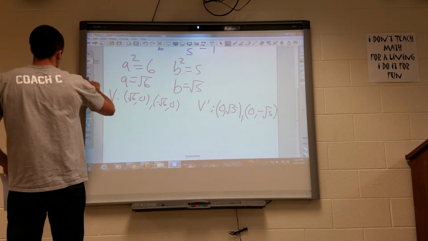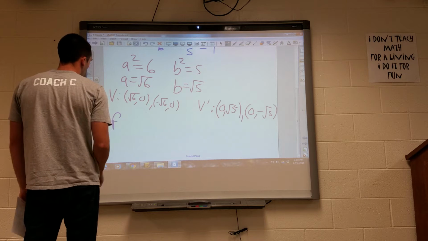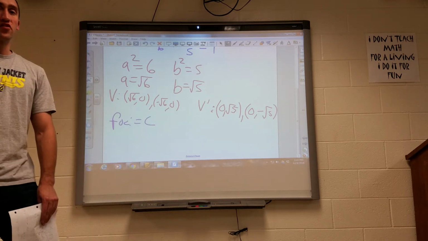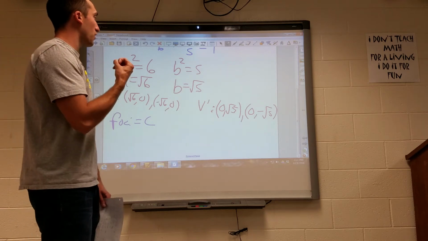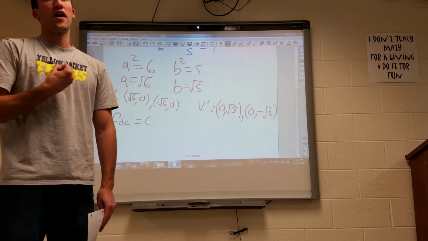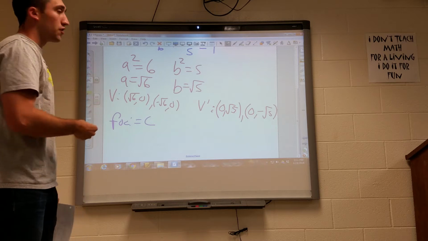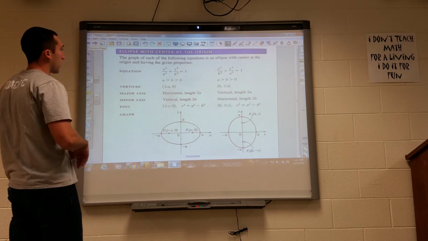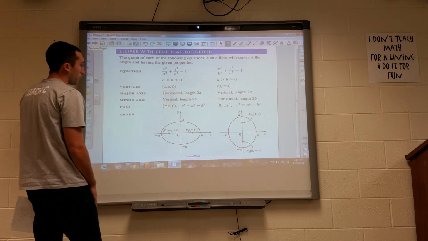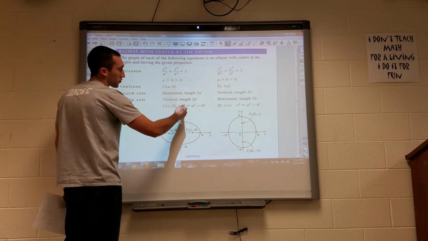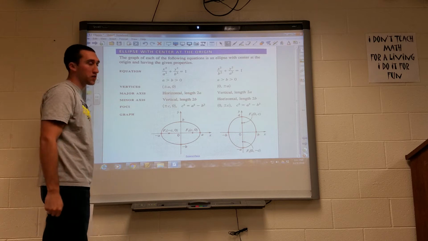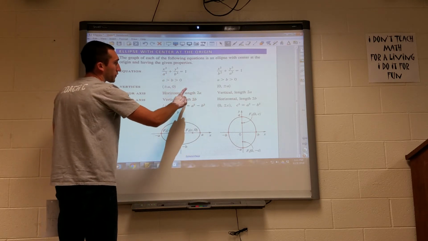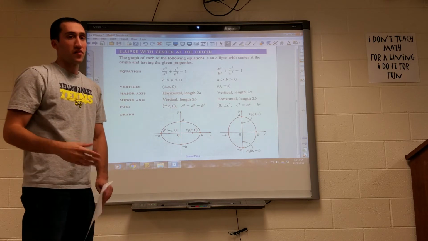The foci. So the foci are always equal to our value c, and many of the times they won't give you your value c. You're going to have to solve for c knowing a and b. And if you see in our ellipses, when we're looking for the foci, c squared is equal to a squared minus b squared. So you'll notice the equation has a plus, so when we're looking for the foci, that equation has a minus.